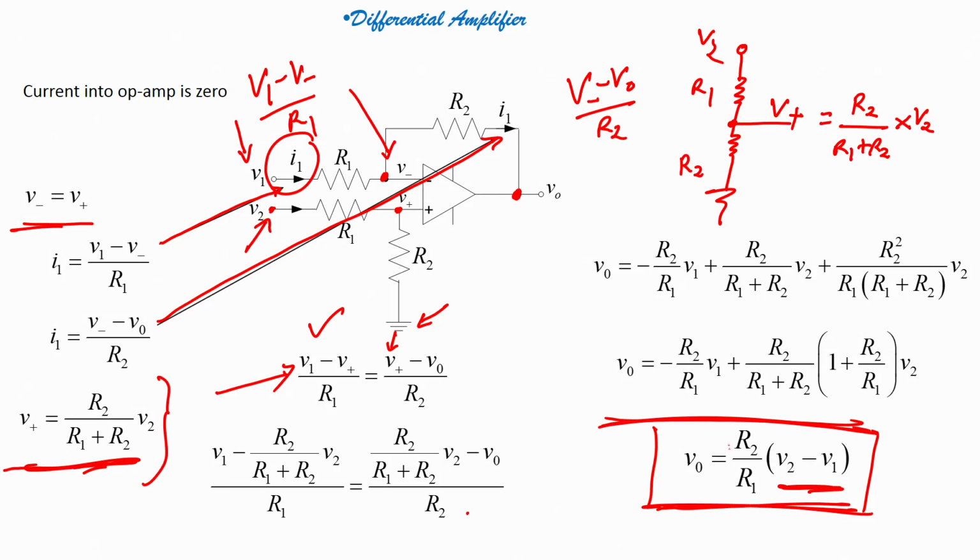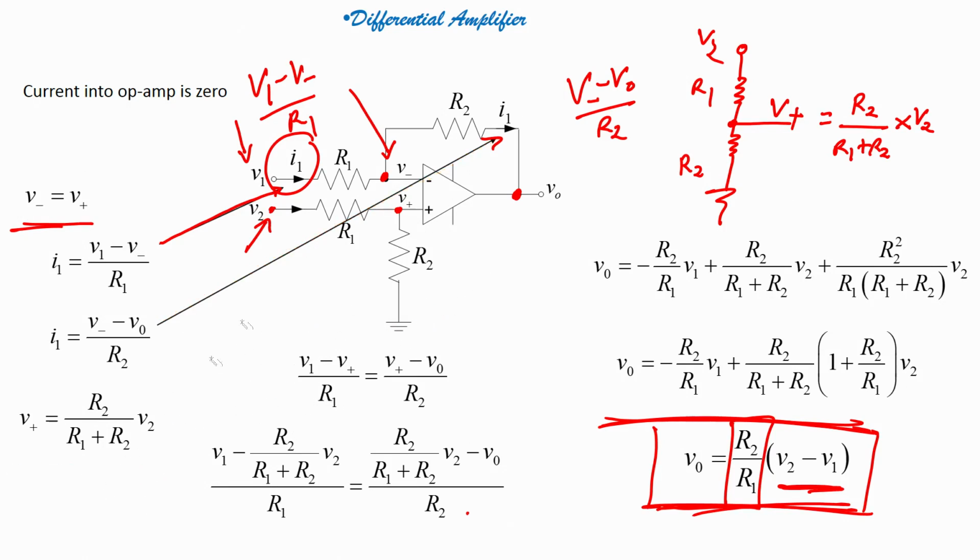And what is the amplification factor? Amplification is done by the values of R1 and R2, by selecting the values of R1 and R2. What are R1 and R2? R1 and R2 are nothing but my feedback resistors. Okay.